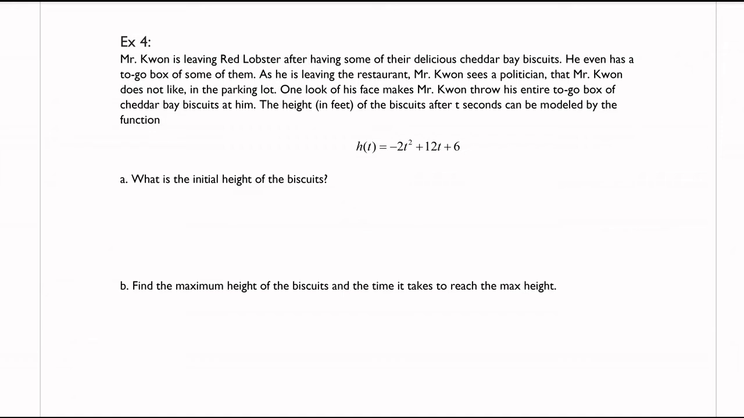Example 4 says Mr. Kwan is leaving Red Lobster having had some of their delicious Cheddar Bay biscuits. He even has a to-go box of some of them. As he is leaving the restaurant, Mr. Kwan sees a politician that Mr. Kwan does not like in the parking lot. One look at his face makes Mr. Kwan throw his entire to-go box of Cheddar Bay biscuits at him.